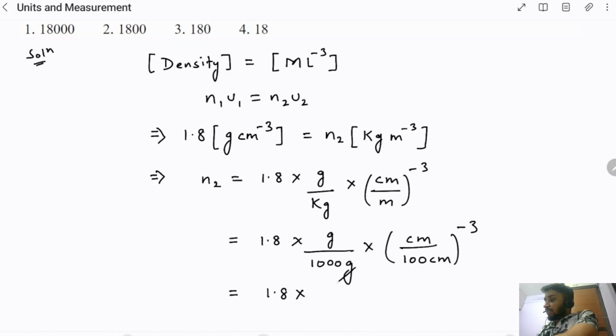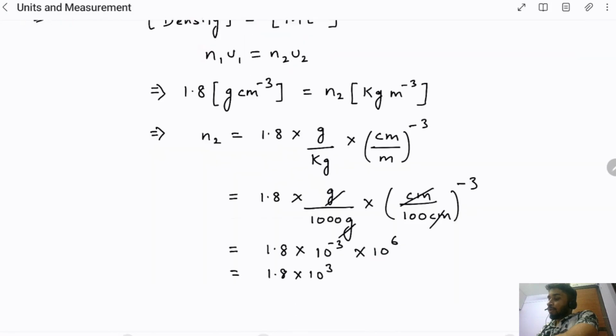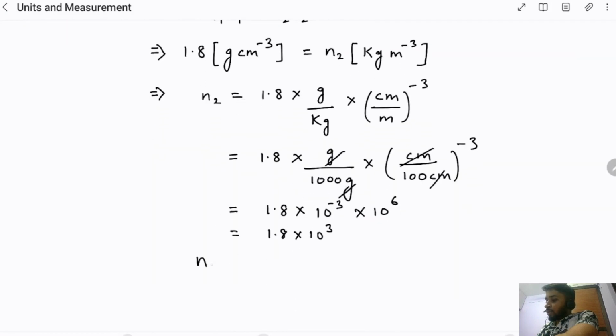here gram will get cancelled, and from here we are going to get 10 to the power 3. Sorry, 10 to the power minus 3. Here centimeter gets cancelled. 1 by 100 becomes 10 to the power minus 2, and 10 to the power minus 2 into whole to the power minus 3 becomes 10 to the power 6. So this will come out as 1.8 into 10 to the power 3. So here the N2 value will be 1800.